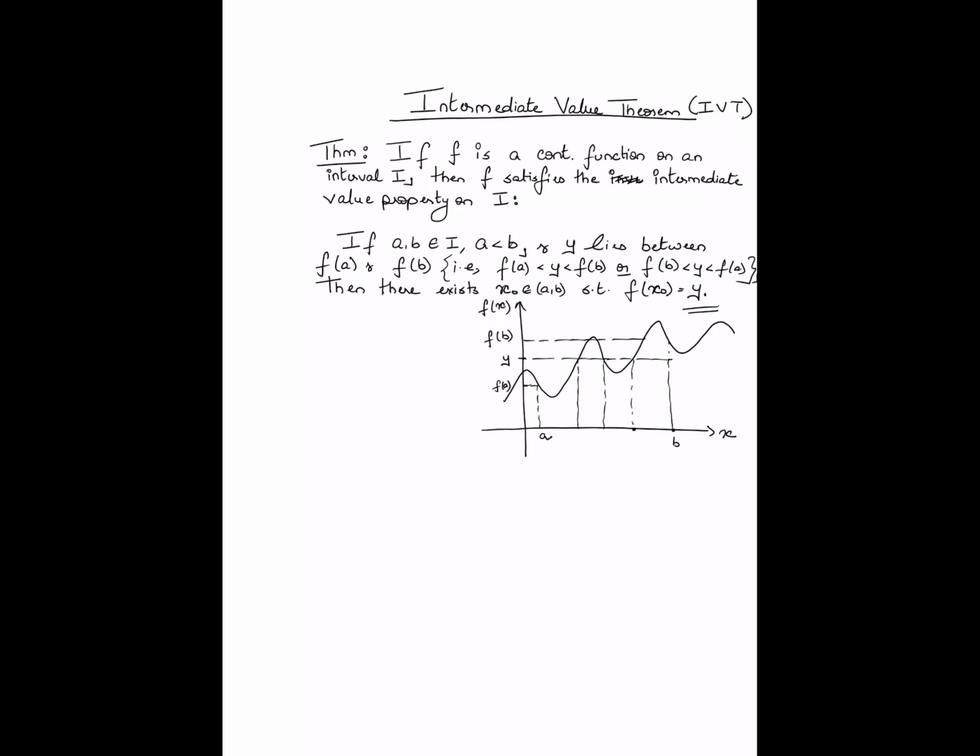Which kind of makes sense, because effectively you are starting off here, at f(a), and you want to draw this curve all the way up to this point, which is at (b, f(b)). The only way you could potentially draw a continuous curve that goes from this point to this point is if it intersects the level y at some point in the middle. And that is exactly what the statement of the intermediate value theorem is.